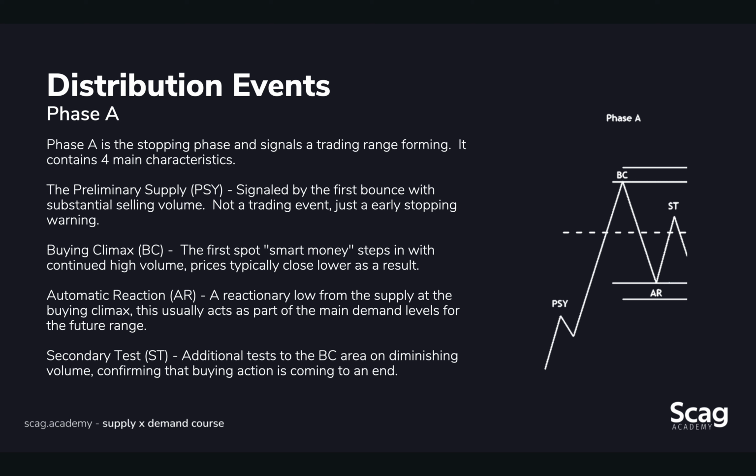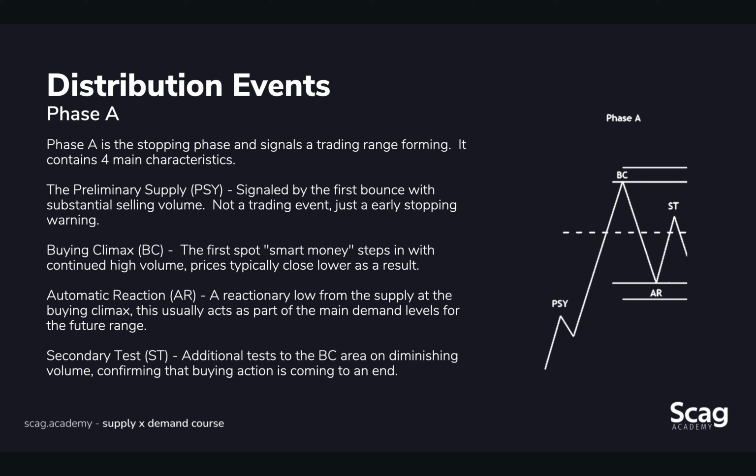So again, phase A, right? The stopping phase signals a trading range forming and contains four main characteristics. The preliminary supply, the wording kind of changes. It goes from support to supply here. We also use a PSY instead of a PS when we're marking it up, just to signify that we are expecting a distribution or are monitoring a distribution. You'll notice that with a few of the tags.